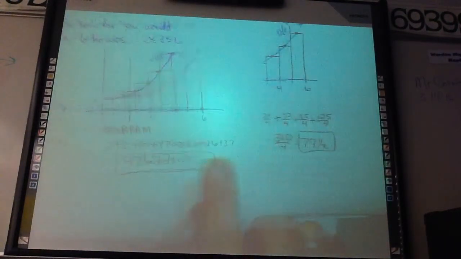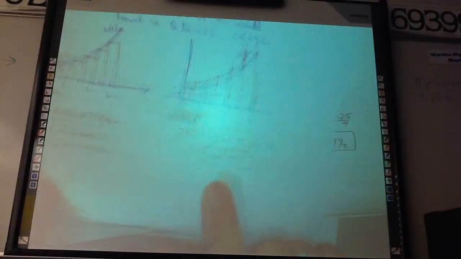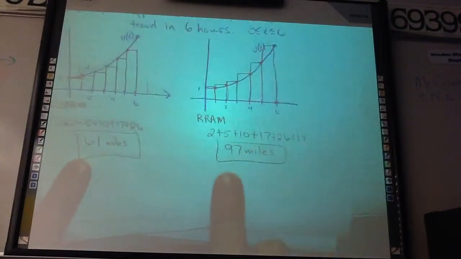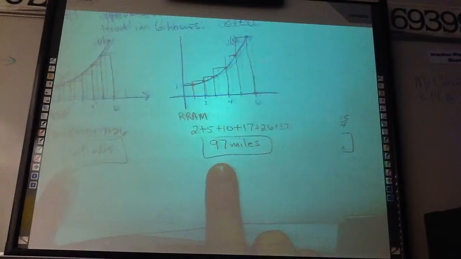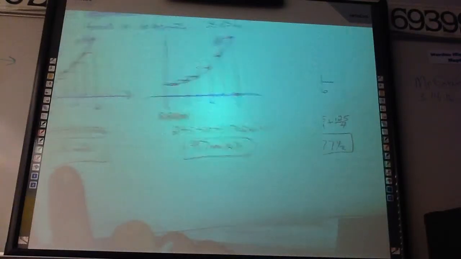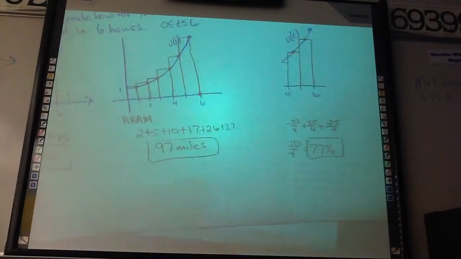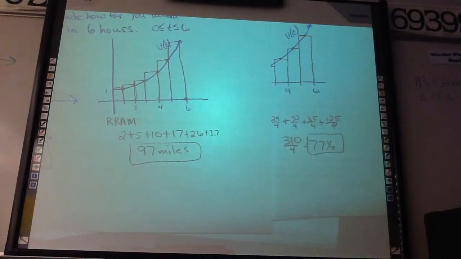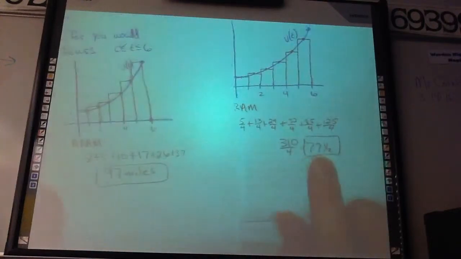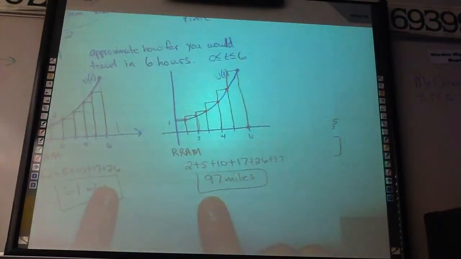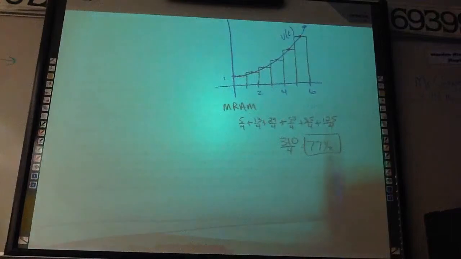Is that right in between those? 97 minus 61 is 36. Divided by 2 is 18. 61 plus 18 is 79. Nope, it's not exactly right in the middle. I didn't think it would be. It's a little tad off. But that is the most accurate answer out of those. It's still not exact, but at least on this one I had a little bit above and a little bit below.